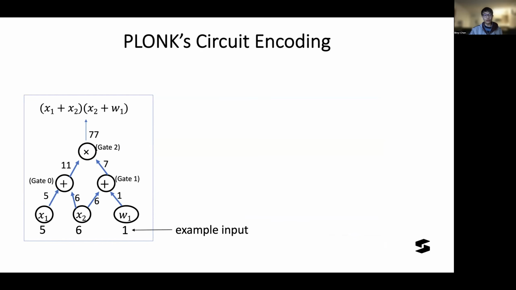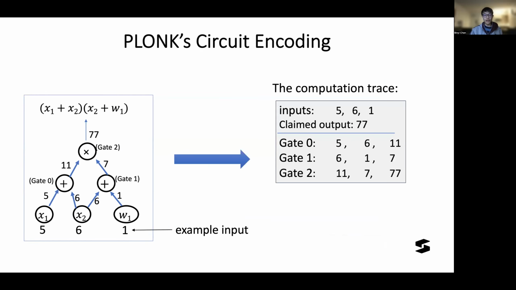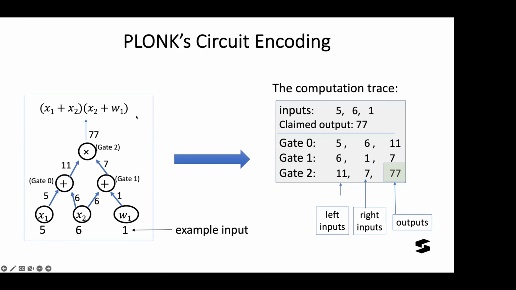So let's first see how we do the encoding. Given a fan-in-two arithmetic circuit, for example, with n gates, we translate this circuit into a matrix with n rows and 3 columns, where each row maps to a gate, and the columns map to the left and right inputs of the gate as well as the output. For example, there's a gate 0 here, which is an addition gate with inputs 5, 6, and output 11, so the first row is 5, 6, and 11. This is the way we transform an arithmetic circuit to a matrix, the so-called trace.